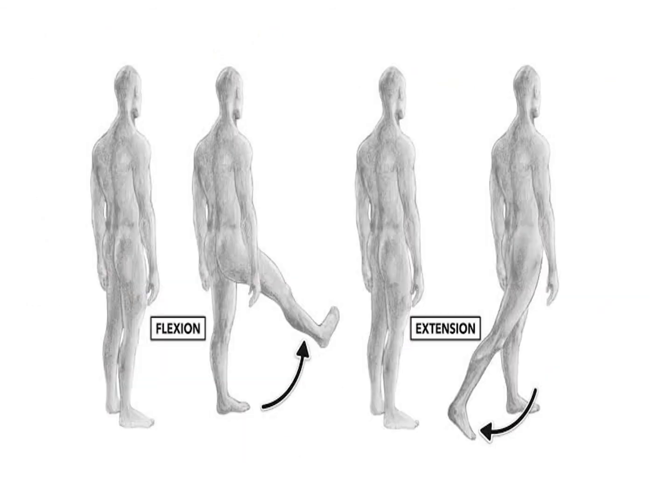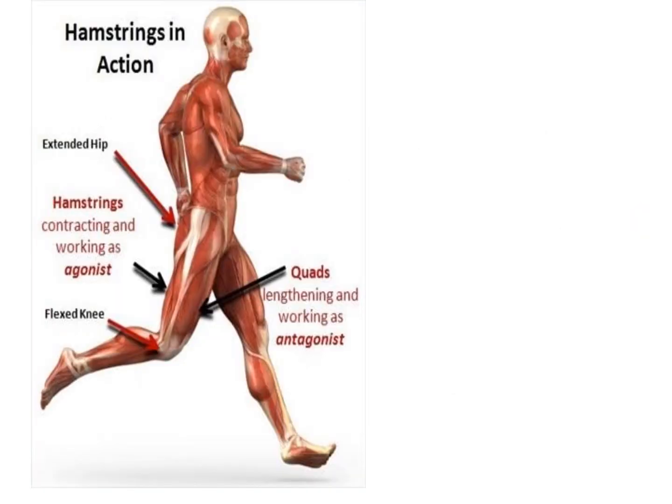Now let us see the action of the hamstring muscle as already discussed. It brings about extension of the hip joint and flexion of the knee joint. So here it is, extension of the hip joint and flexion of the knee joint. So that is the action of the hamstring muscles.